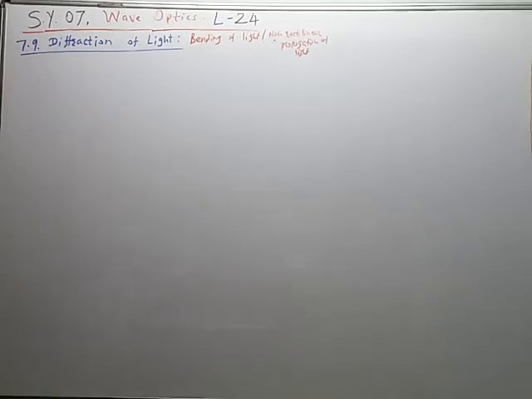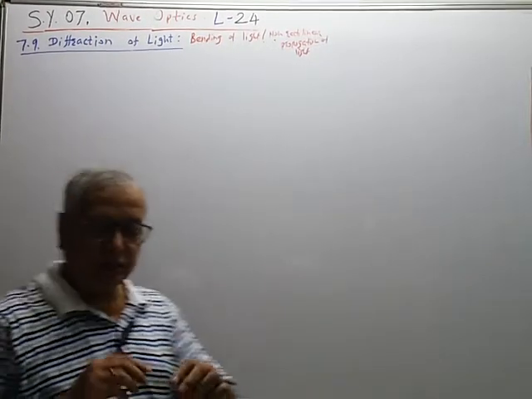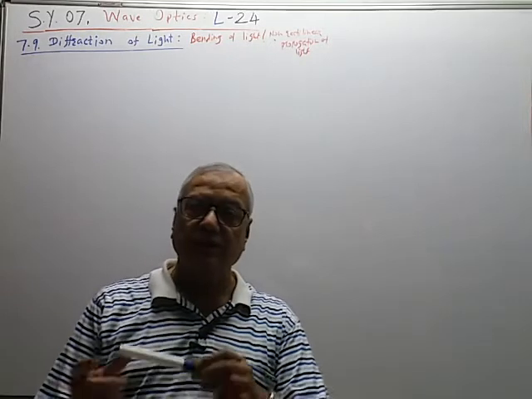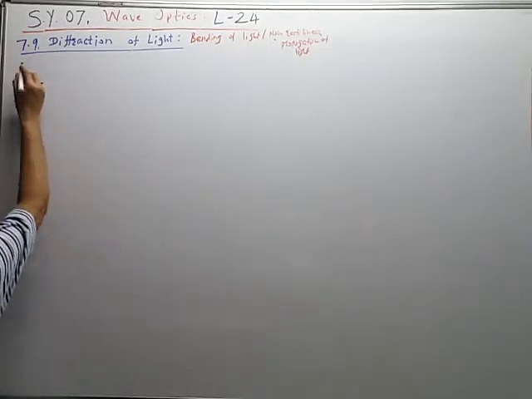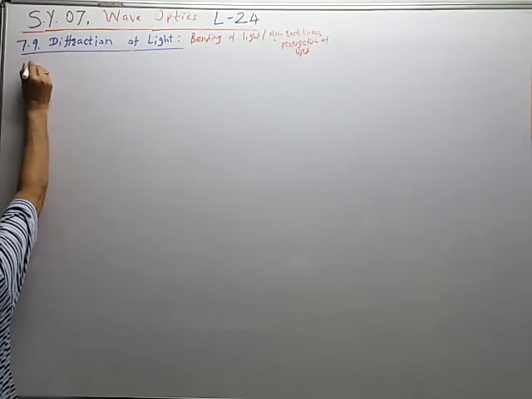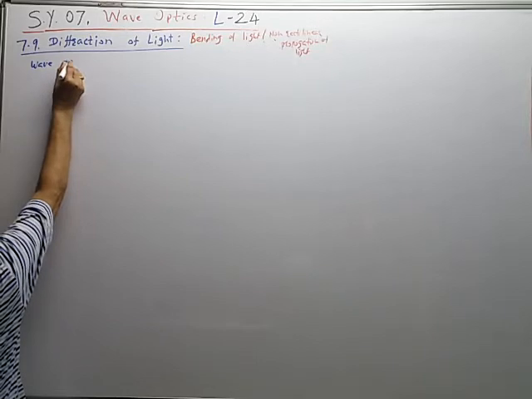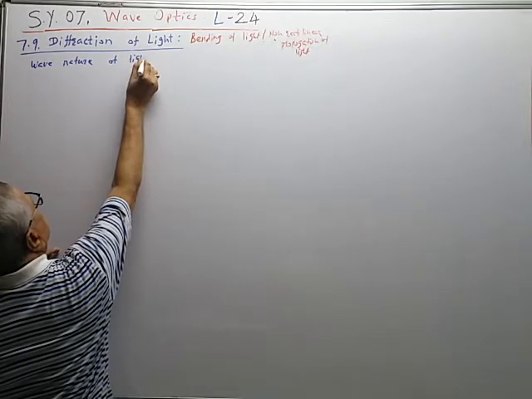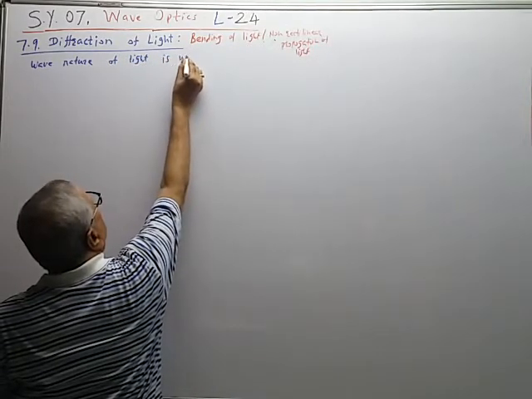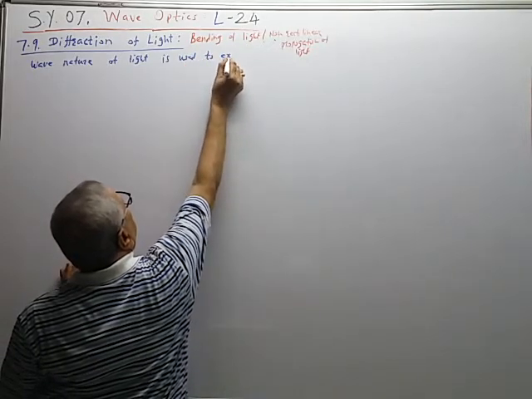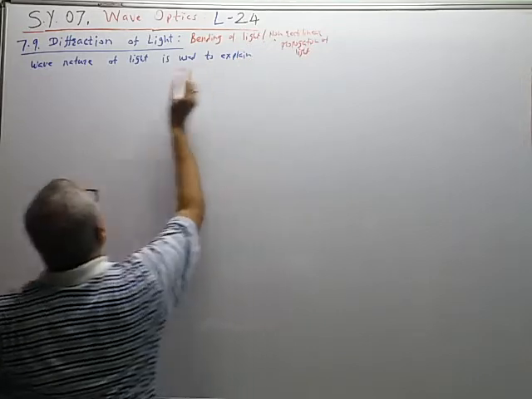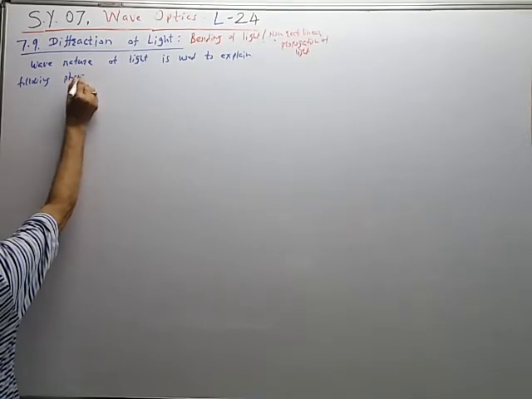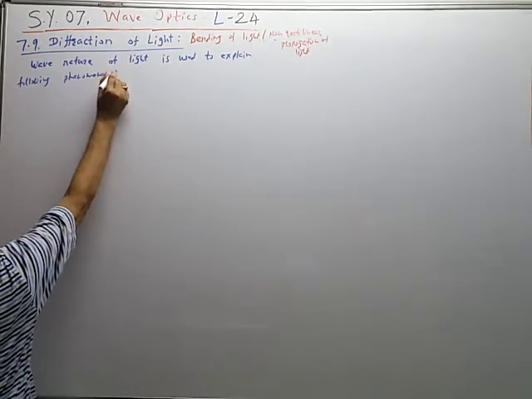So in the very first part of this chapter, we have seen the nature of light. Light has dual nature, particle nature as well as wave nature. So using wave nature, we are explaining some phenomena, and those phenomena are like this. Wave nature of light is used to explain the following phenomena of light.